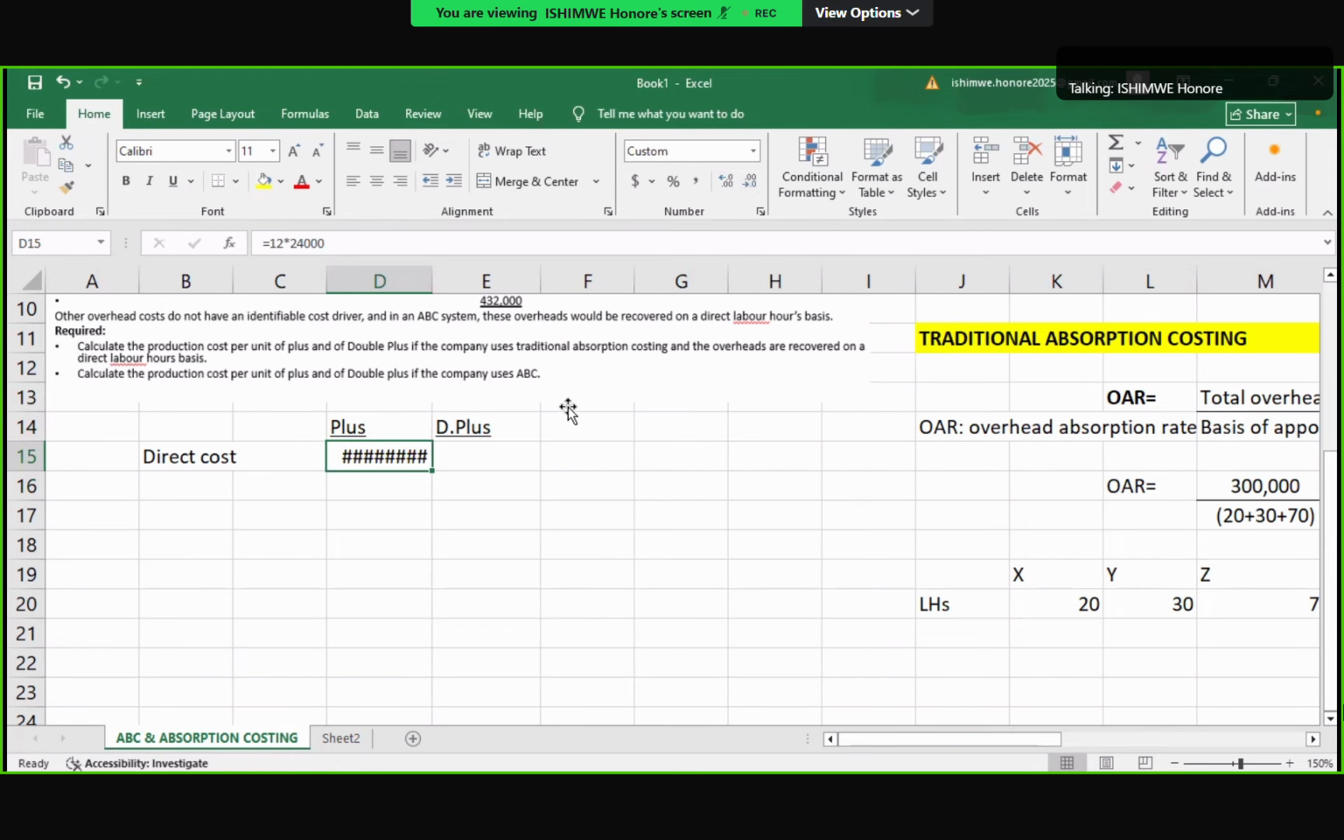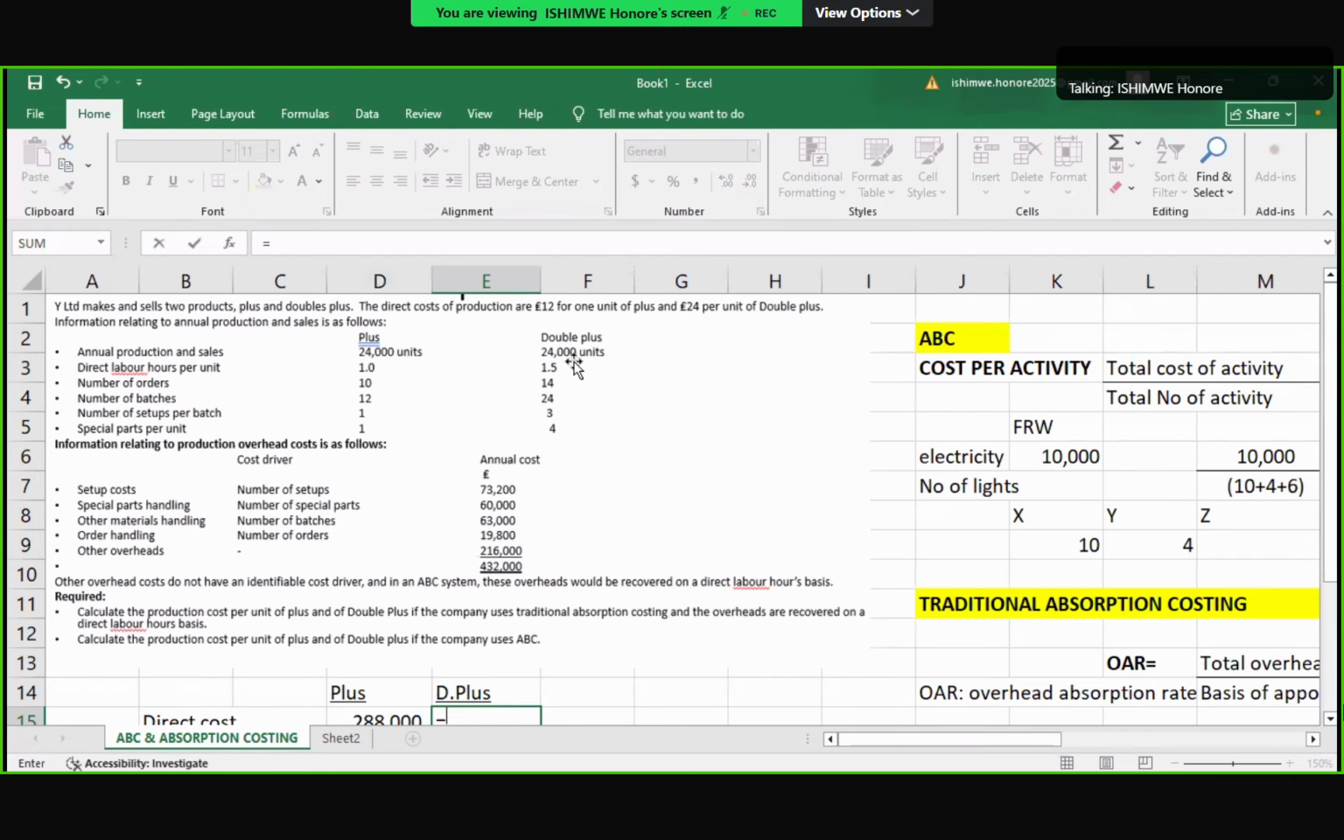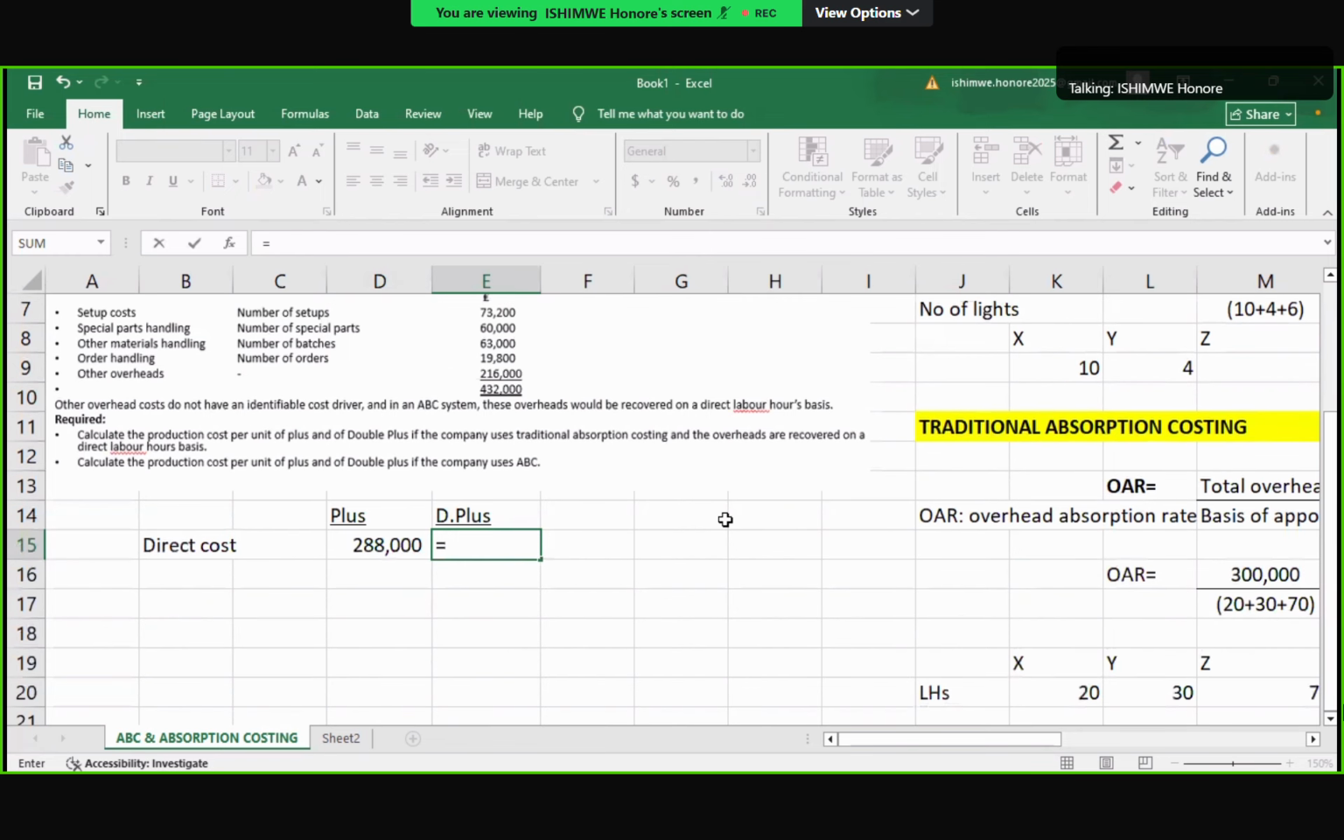Then I will go to double plus and see what is there. It is 24,000 units and 24 per unit. So I will take 24 times 24,000, and I get 576,000. That is our direct cost.